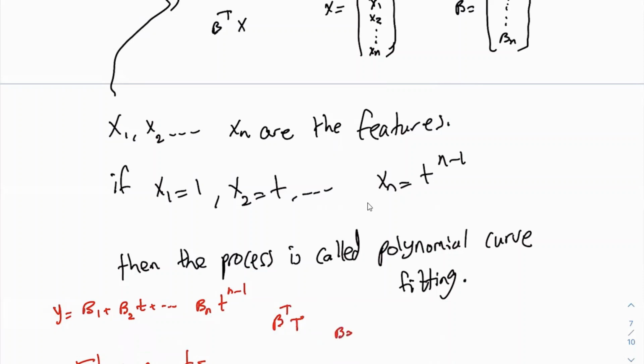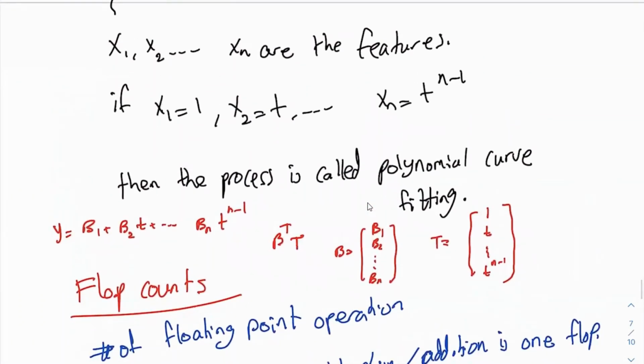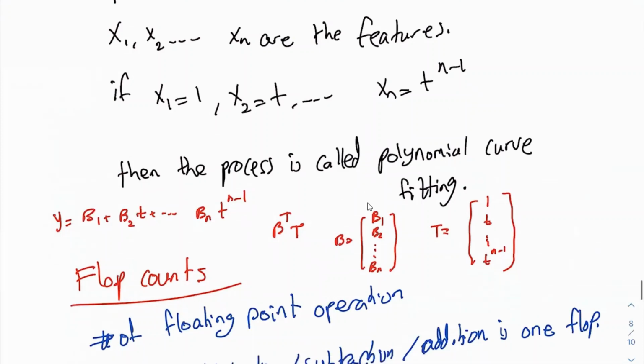And you can define beta to be beta 1, beta 2, all the way to beta n, and t to be 1, t, all the way to t to the n minus 1. Okay, it's n-dimensional vectors. So these are all the examples that you can use dot product. In the next video, we will see why dot product or this linear combination is so important and special.